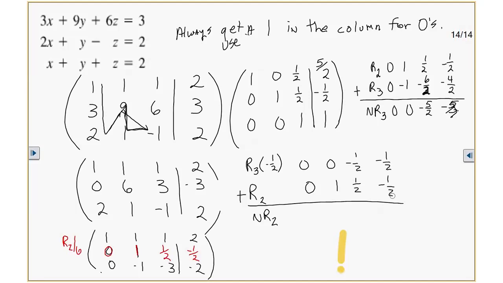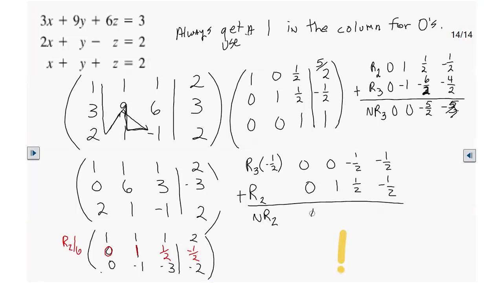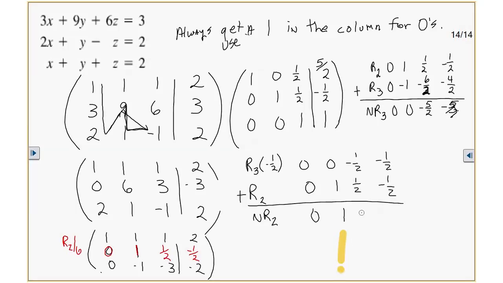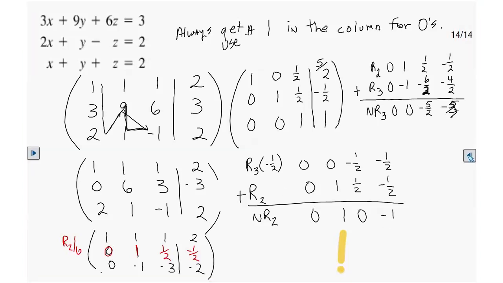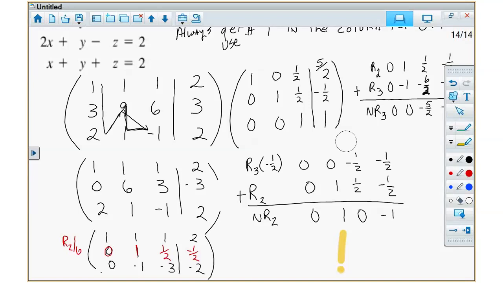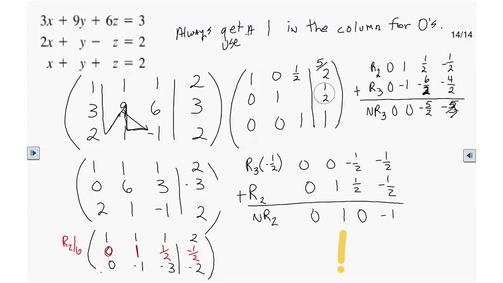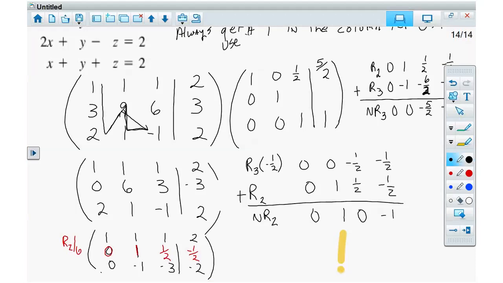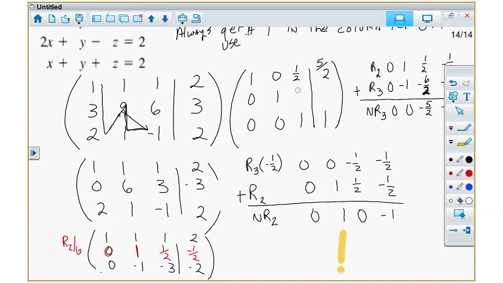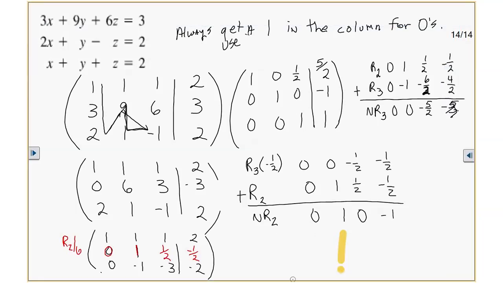That's going to give us a 0, 1, 0, and what? Negative 1. So right here you've got 0, 1, and we'll take out the last 2. We get 0 and negative 1. Now at this point, we know that z is equal to 1, and y is equal to negative 1.